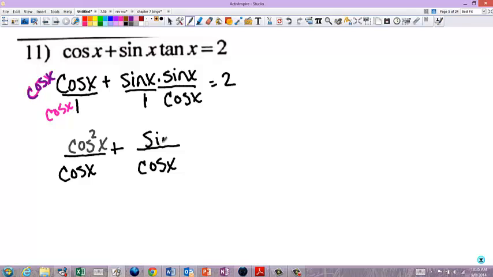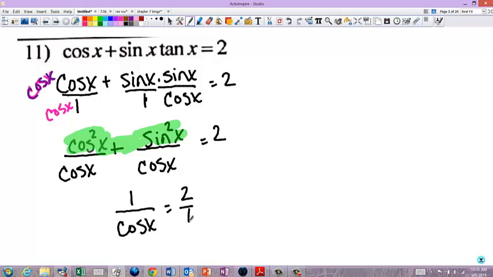So that's going to be cosine squared. And then this is sine squared equals 2. So what I've got is an identity. Cosine squared plus sine squared is 1 over cosine equals 2 over 1. Well, if you flip the whole thing over, that's the same thing as saying cosine over 1 equals 1/2.